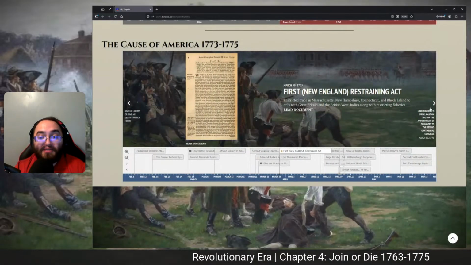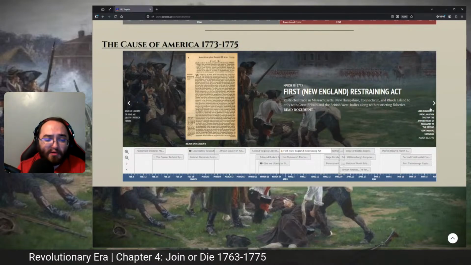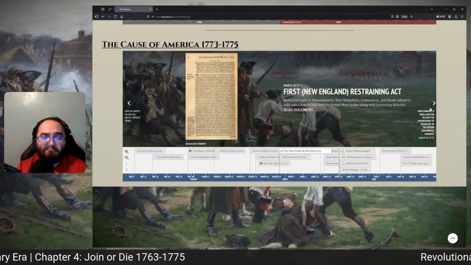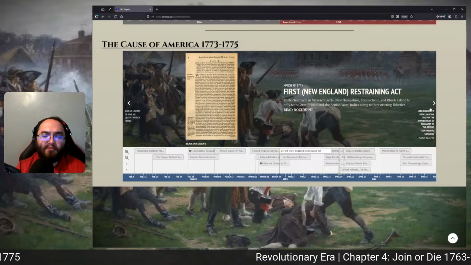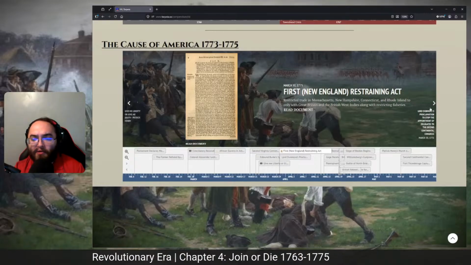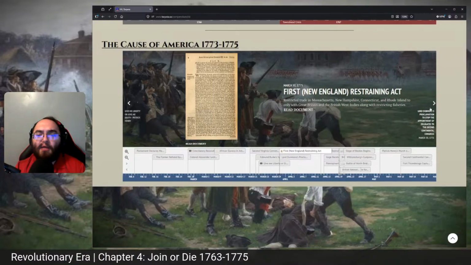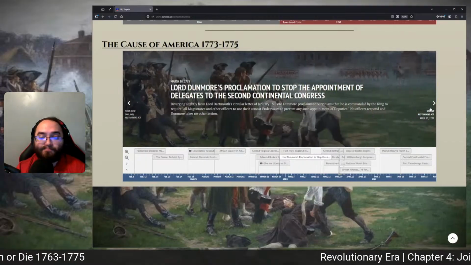Then you have the first New England Restraining Act. This act was written months prior, but it only got its approval by the king on March 30th, 1775. This restricted trade in Massachusetts, New Hampshire, Connecticut, and Rhode Island to only with Great Britain and the British West Indies, along with restricting fisheries.